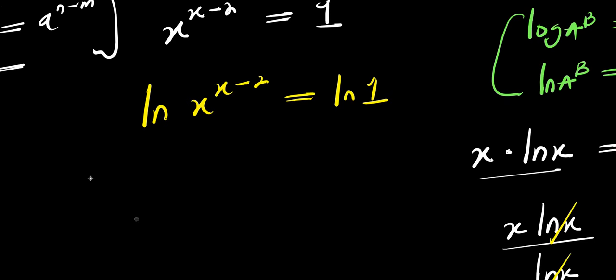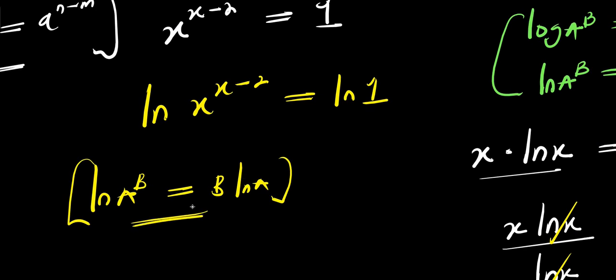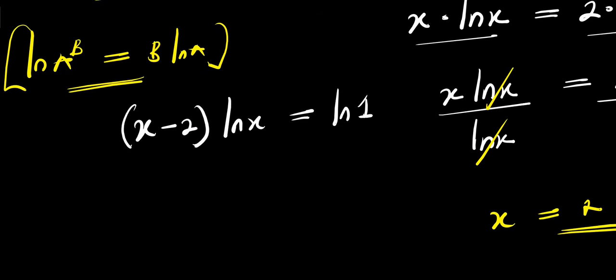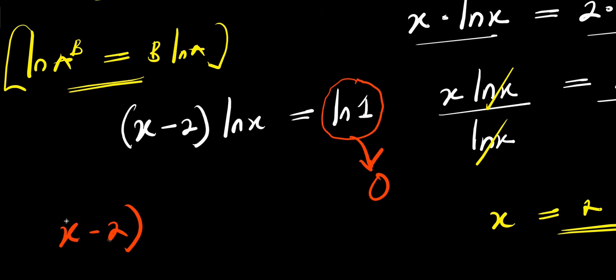So right here, if you have natural log of a to the power of b, this equals b times natural log of a. Applying this identity means this x minus 2 will come behind this. So I have x minus 2 times natural log of x equals natural log of 1. There's something I want to bring to your notice right here. We have natural log of 1, and natural log of 1 is 0. So I have x minus 2 times natural log of x equals 0.